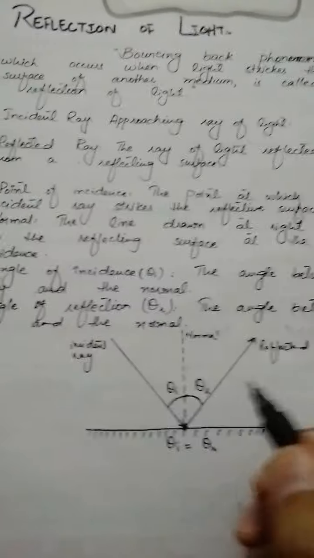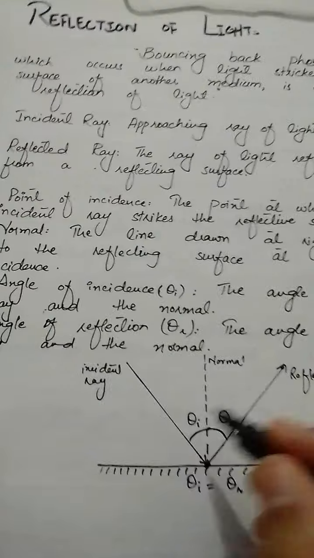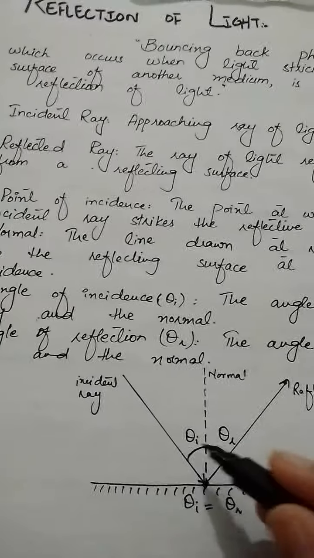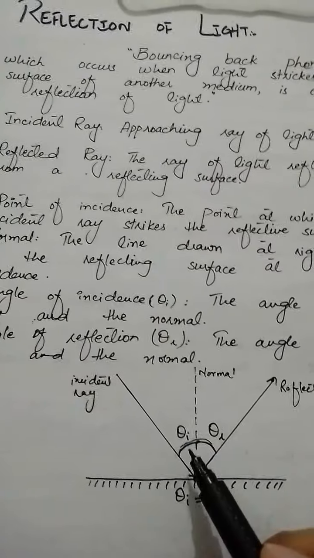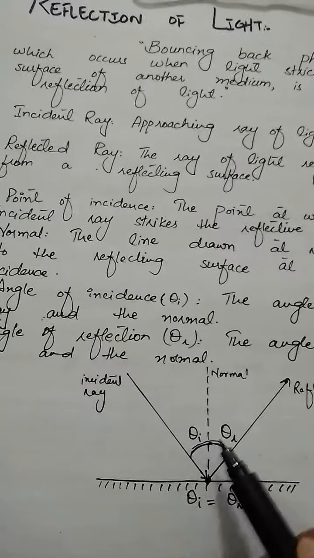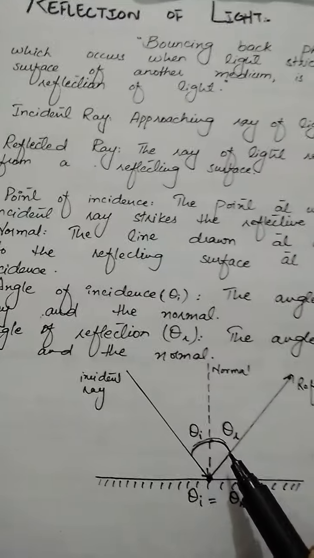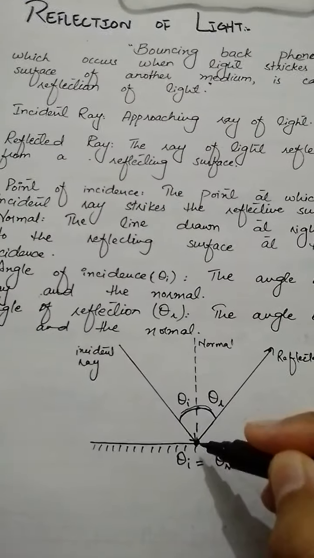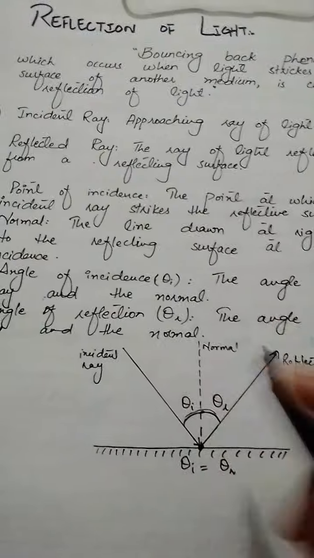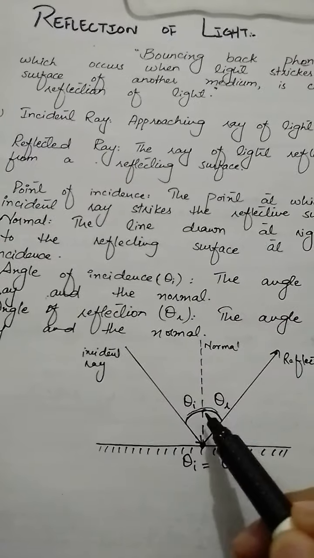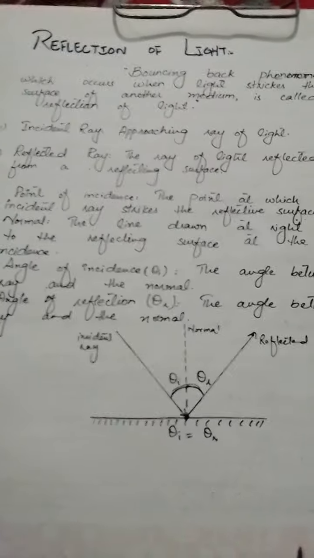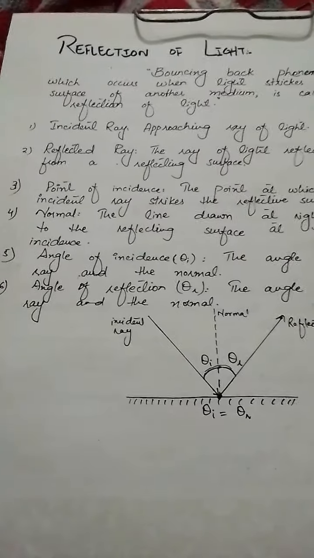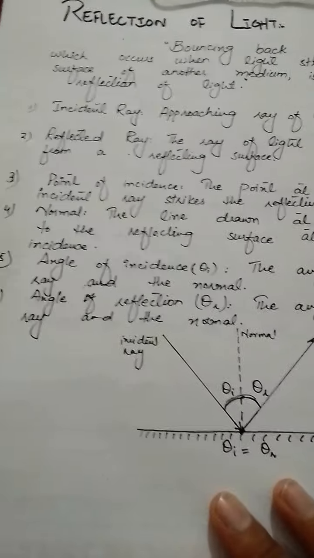Otherwise, we would have to calculate this angle first, and then determine this angle and this angle. That's a lot of time consuming. So we just draw a normal so that this angle breaks into two equal parts and we can figure them out easily. That is the purpose of drawing the normal.